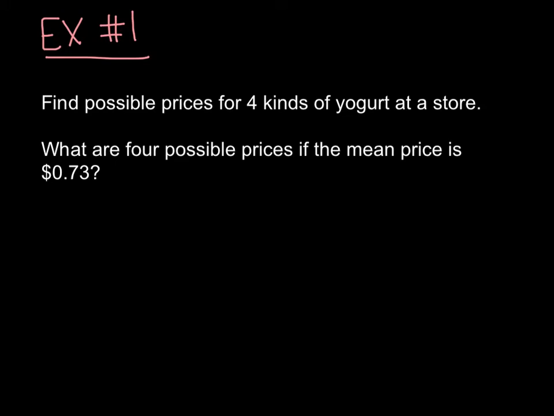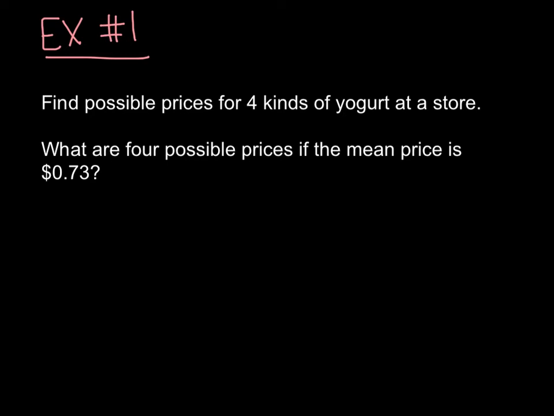You don't want to make really big numbers because that wouldn't make sense. Our mean is pretty small, 73 cents. But you don't want to go very small either, like 1 cent. That's not going to be something that's going to help us. We're trying to get numbers close to 73. So let's go ahead and try some numbers.